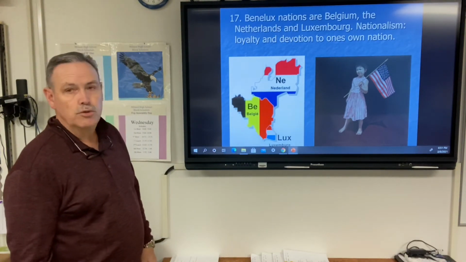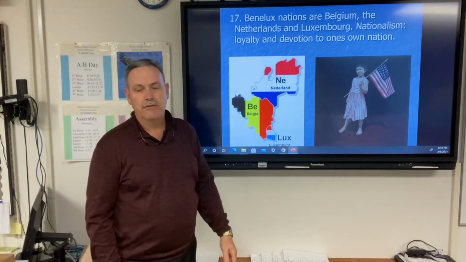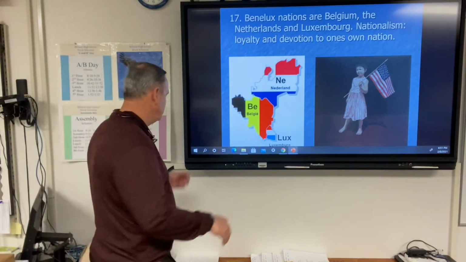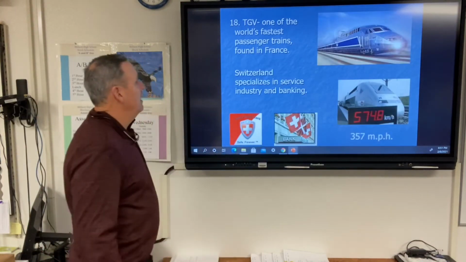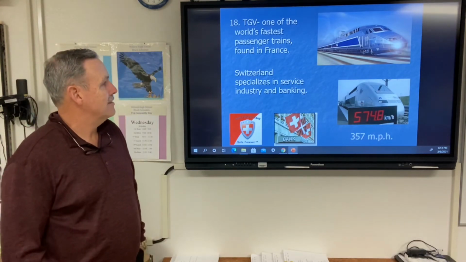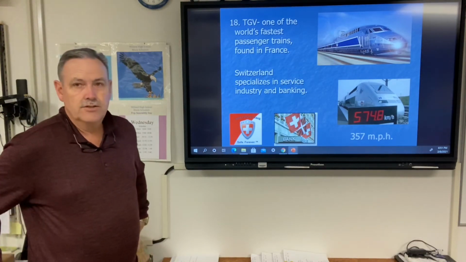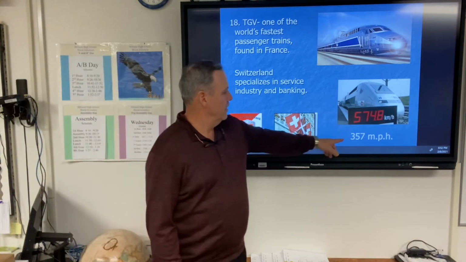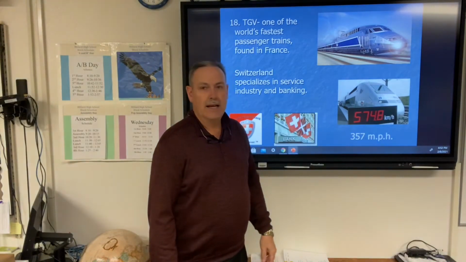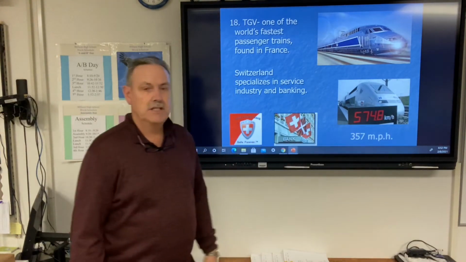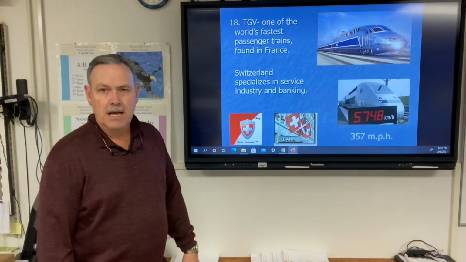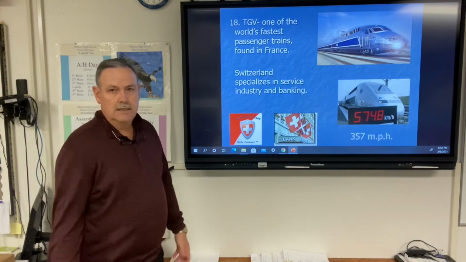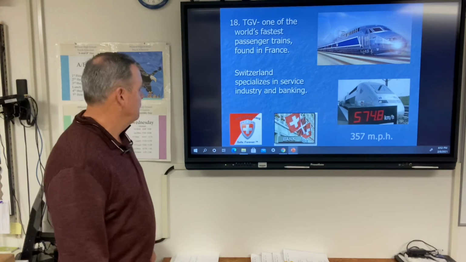Nationalism, loyalty and devotion to one's own nation. That's why I put an American flag in this slide. So nationalism or patriotism. TGV, this is one of the world's fastest passenger trains, found in France. Japan has bullet trains, other places throughout the world are starting to get these. This one, 574.8 kilometers an hour, equivalent to 357 miles an hour. I believe there are some now that are approaching 400 miles an hour. So, rapid means of transportation.